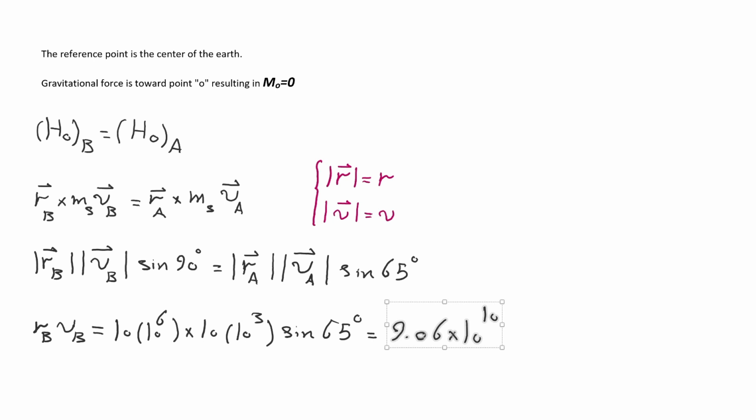So now I have a relationship between RB and VB, or the position vector at point B and the velocity at point B, but I still cannot solve the problem. I need another equation between RB and VB to solve it. How can I find another equation? Now I can use the conservation of energy.